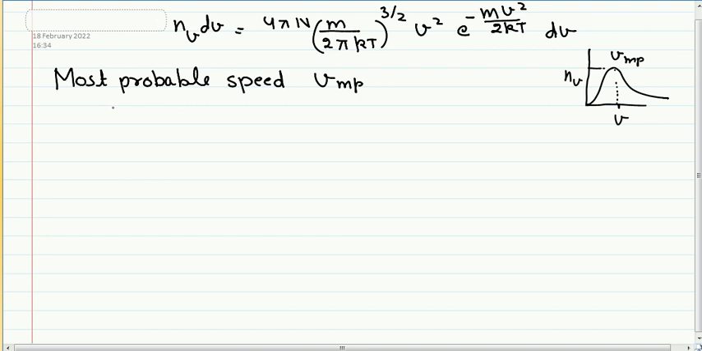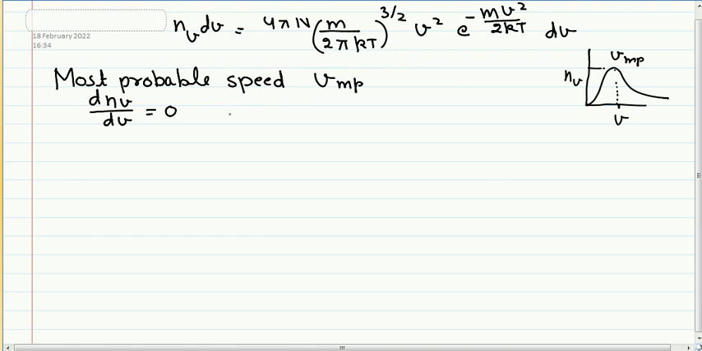We know that if we want to calculate the maxima or minima of any function, then we first find the first derivative and then put that derivative to 0. Means we will calculate dnV upon dV, the first derivative, and we will put this equal to 0, and this will give the condition. So let us do that. We have to find out the first derivative of this function.